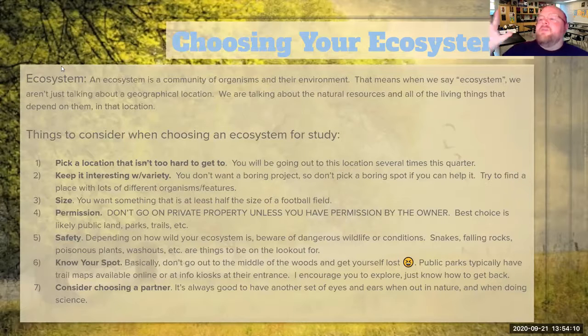So here, first let's think about how we're gonna choose our ecosystem. What an ecosystem is, it's a community of organisms and their environment. So we're not just talking about a place, we're talking about all the natural things in that location. So grass, plants, trees, bugs, little animals that you might see outside, like squirrels and rabbits and whatever else you're going to see out there. And part of an ecosystem is the non-living stuff too, so dirt and rocks and air and water and things like that.